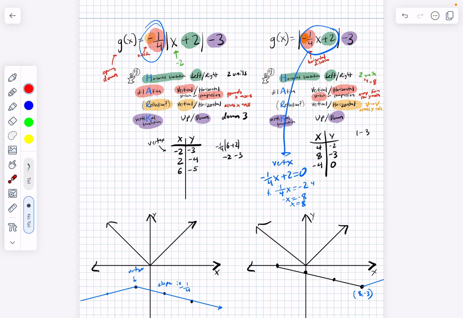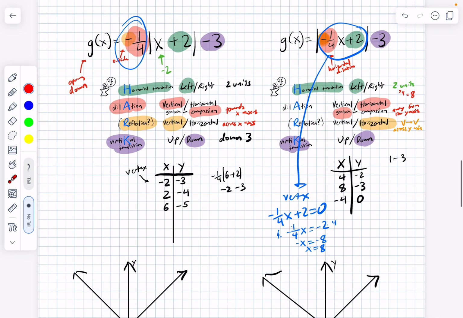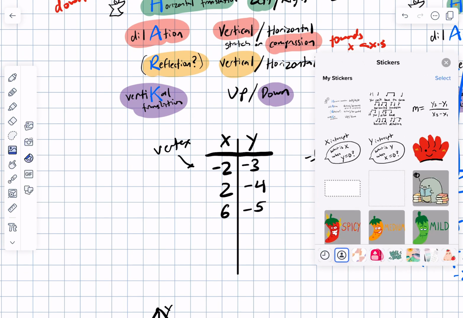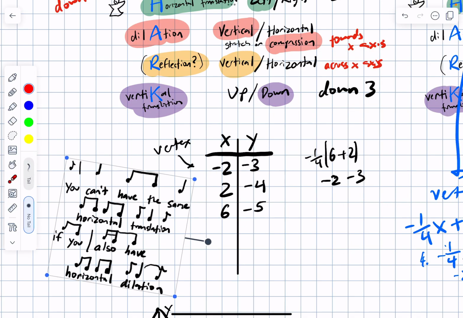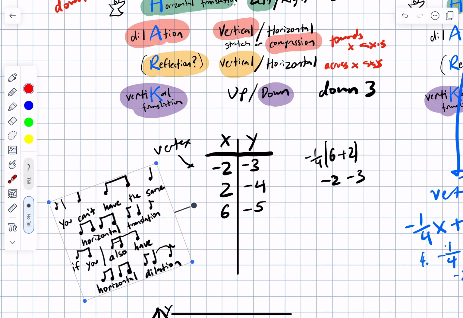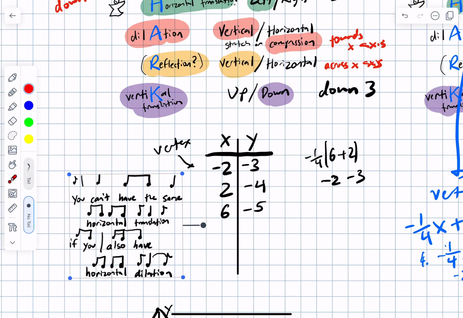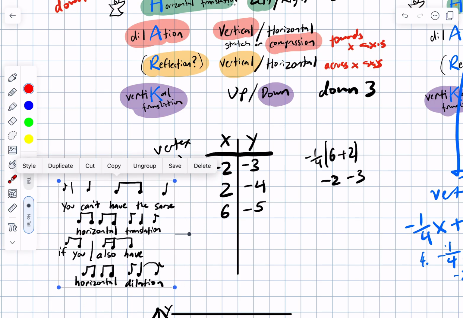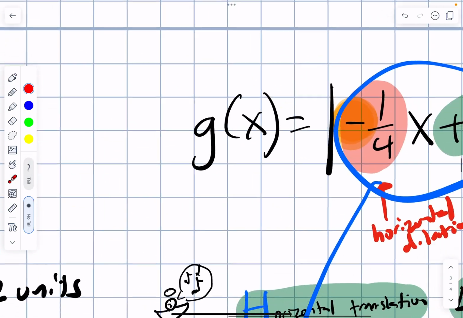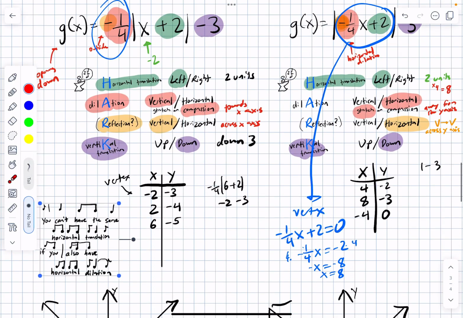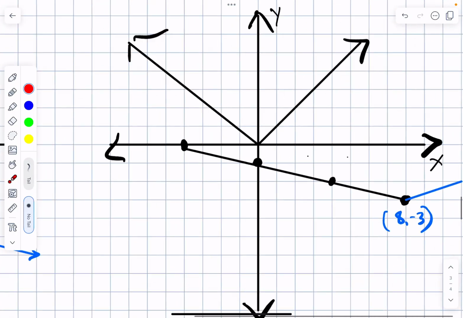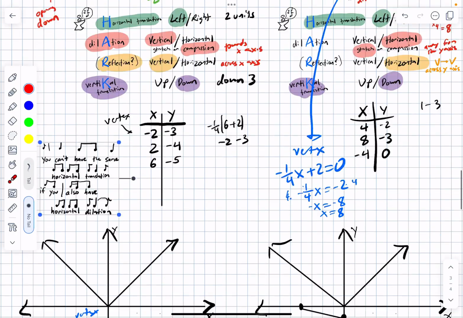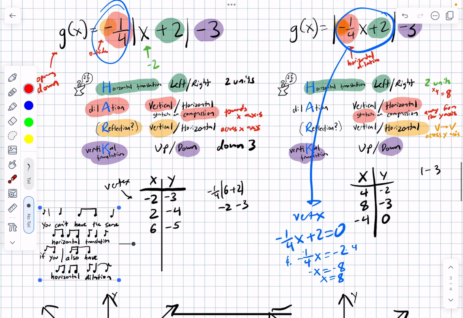That was great practice. Remember to use that HARC method. You can't have the same horizontal translation if you also have horizontal dilation. So when I had +2 and +2, did these have the same vertex? No, they did not. Okay. What a great topic. Good job, guys.